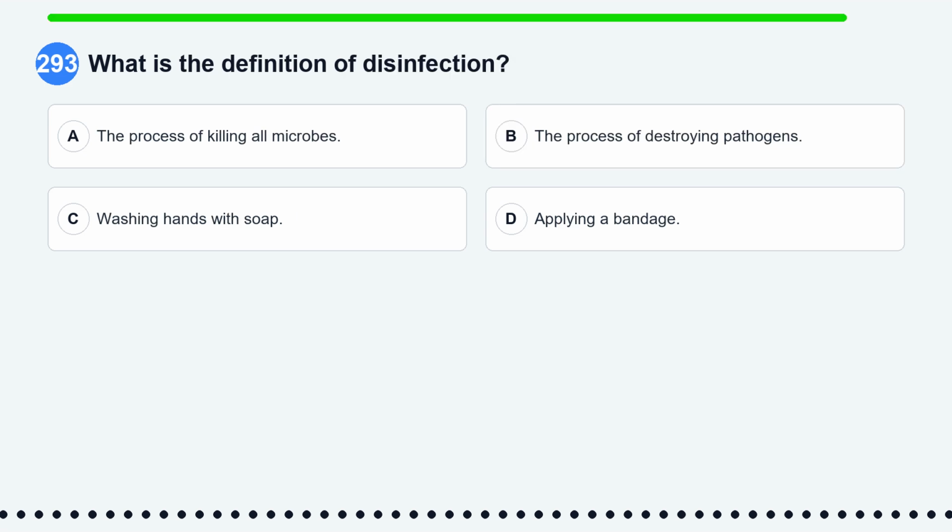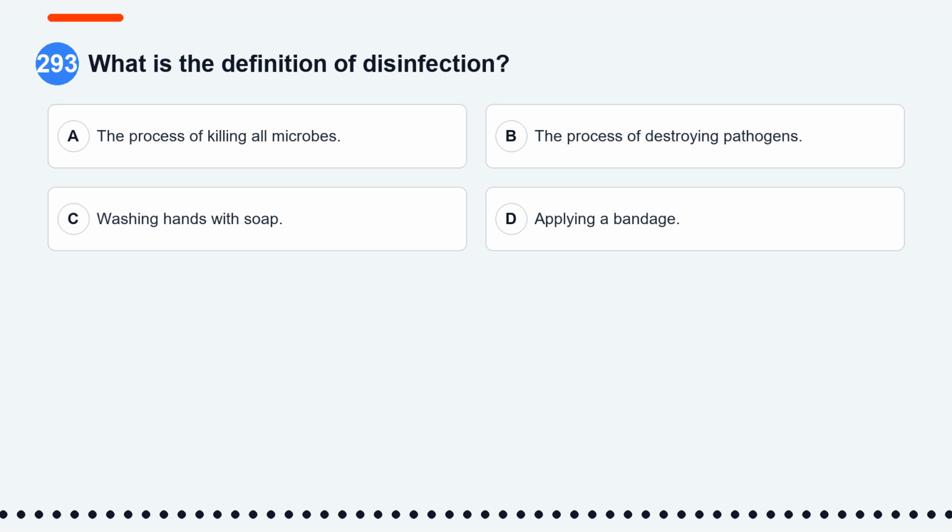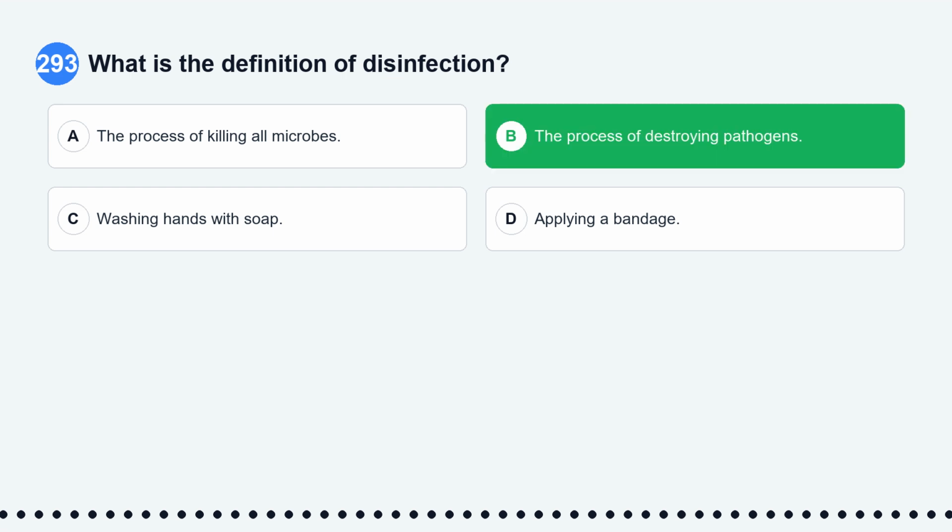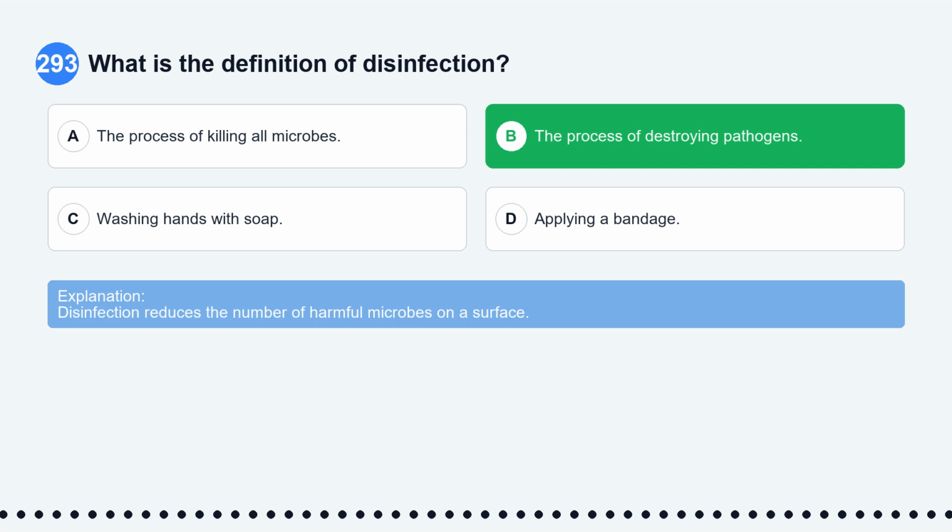Question 293. What is the definition of disinfection? Option A, the process of killing all microbes. Option B, the process of destroying pathogens. Option C, washing hands with soap. Option D, applying a bandage. The correct answer is option B, the process of destroying pathogens. Disinfection reduces the number of harmful microbes on a surface.